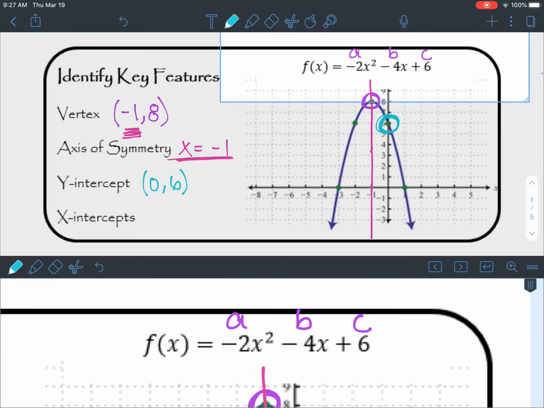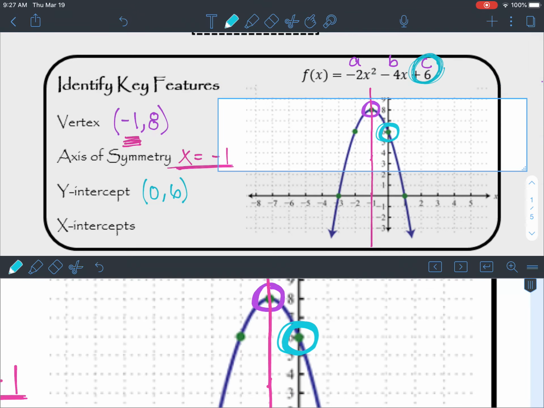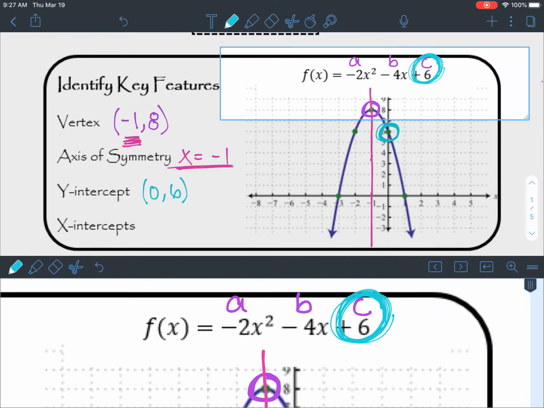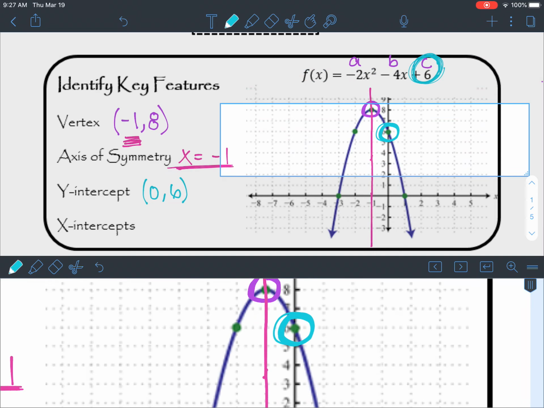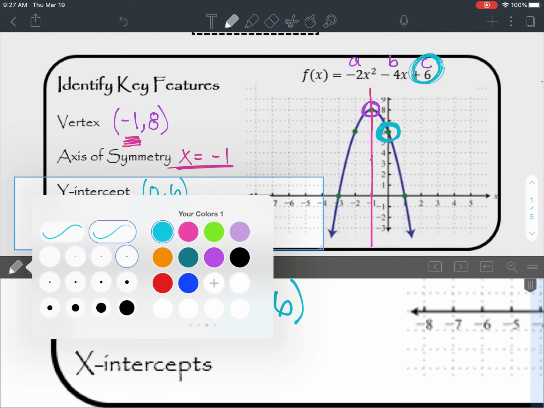Your x value would be 0, and your y value is, if you look up here, whatever this c value is. They are always going to correspond. So your y-intercept is always going to be made up of 0 and whatever your c value is. And we're going to talk about that a little bit more later. But that's just something to notice right now. You don't really need to know that it corresponds to the c value. For these first couple, you're just going to be able to identify them from looking at the graph. And this is the point where that crosses the y-axis.